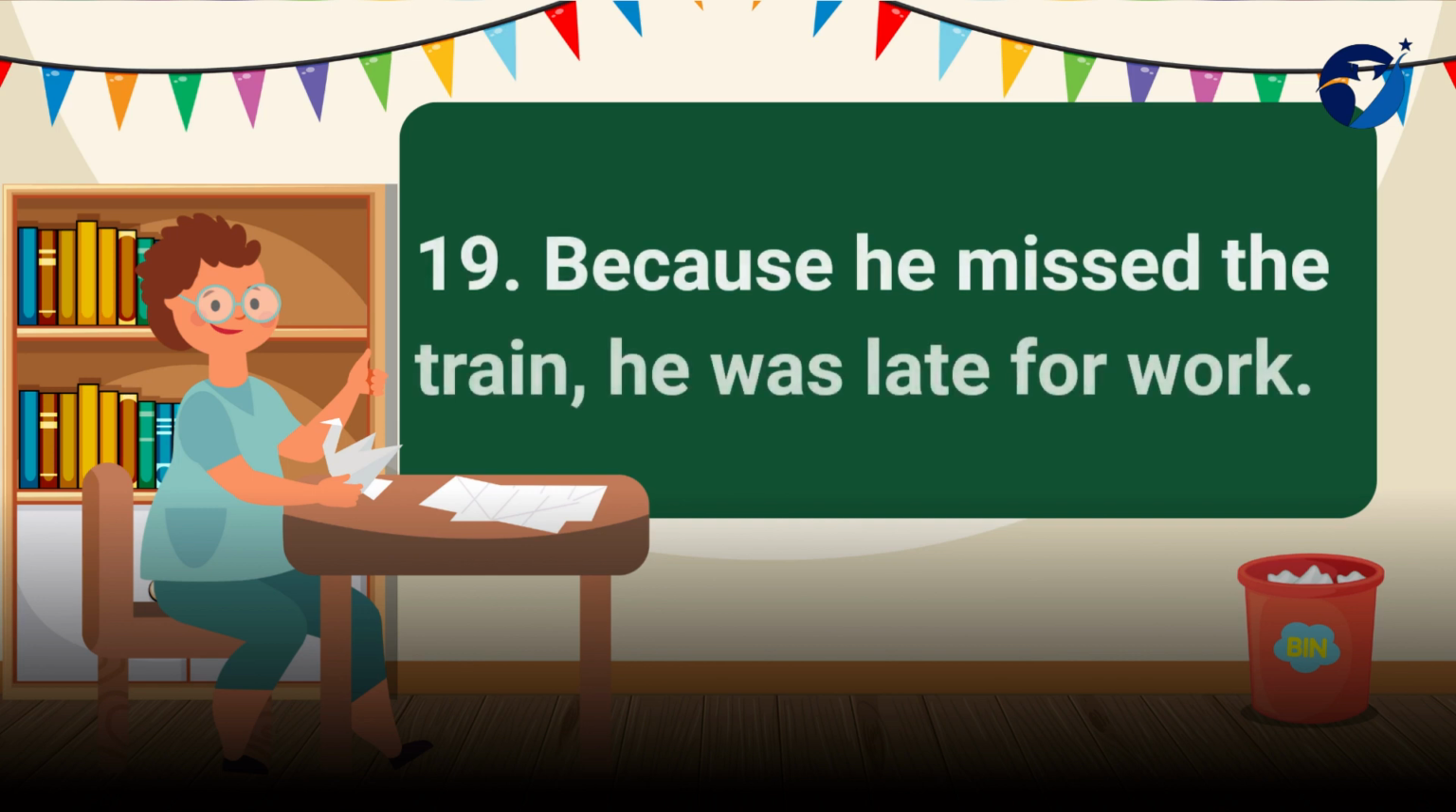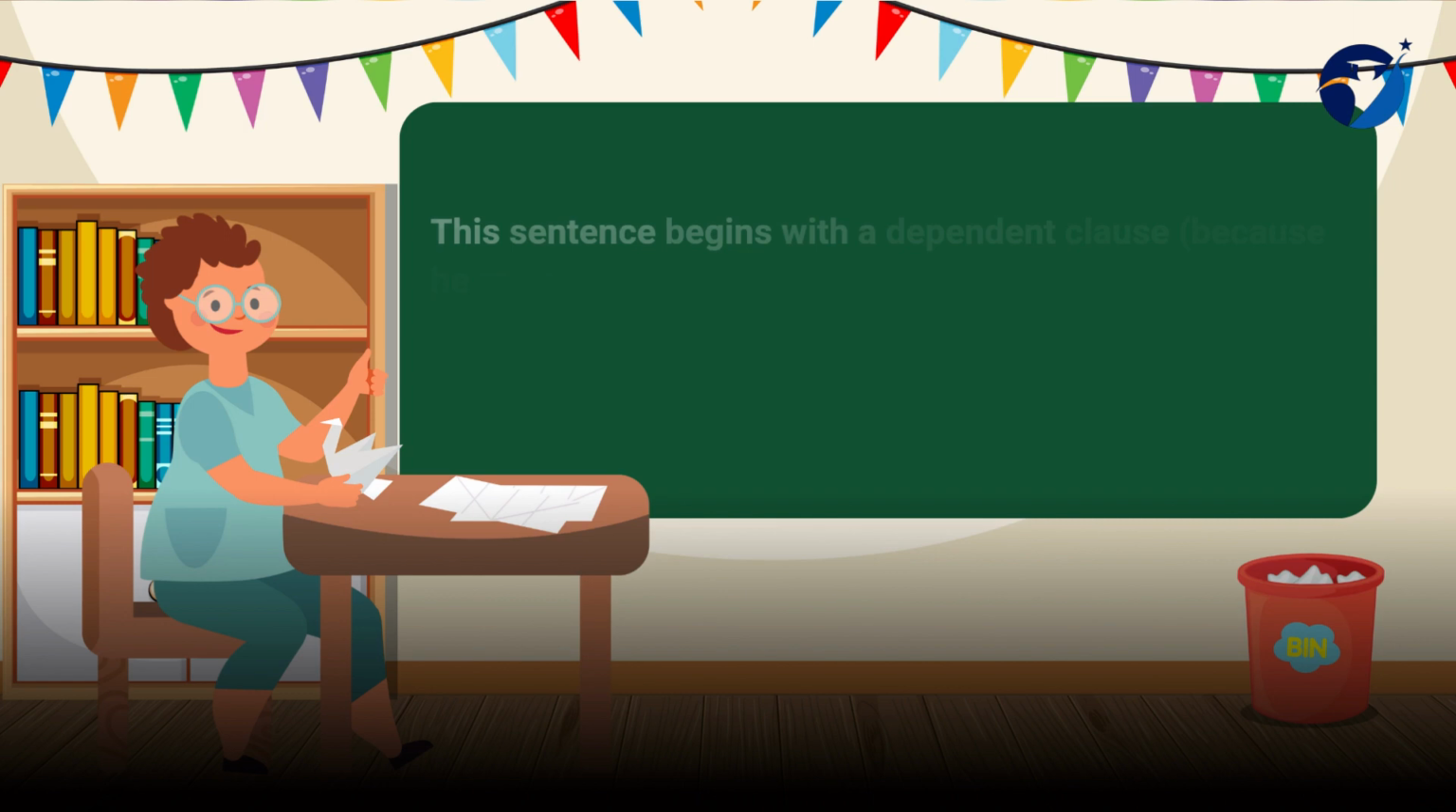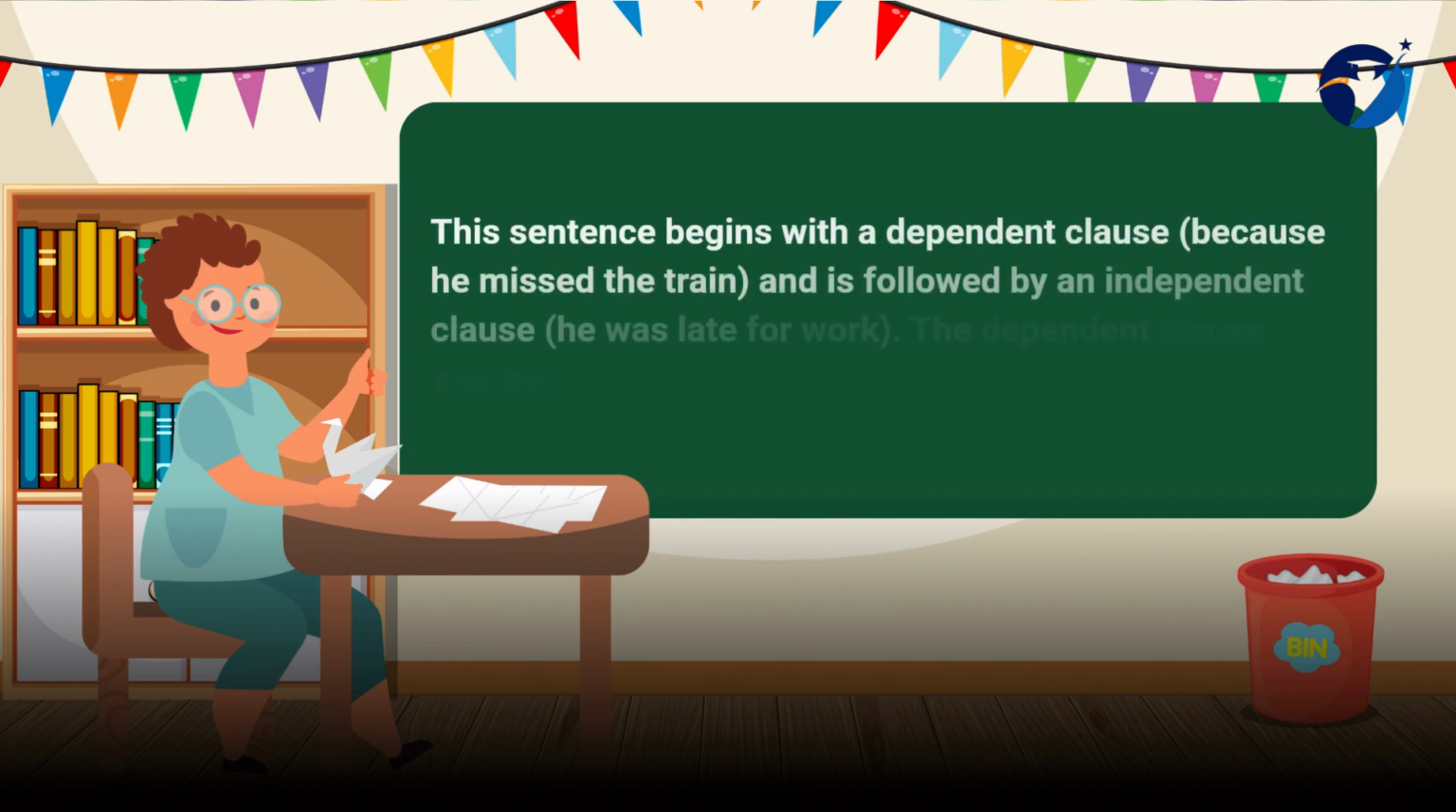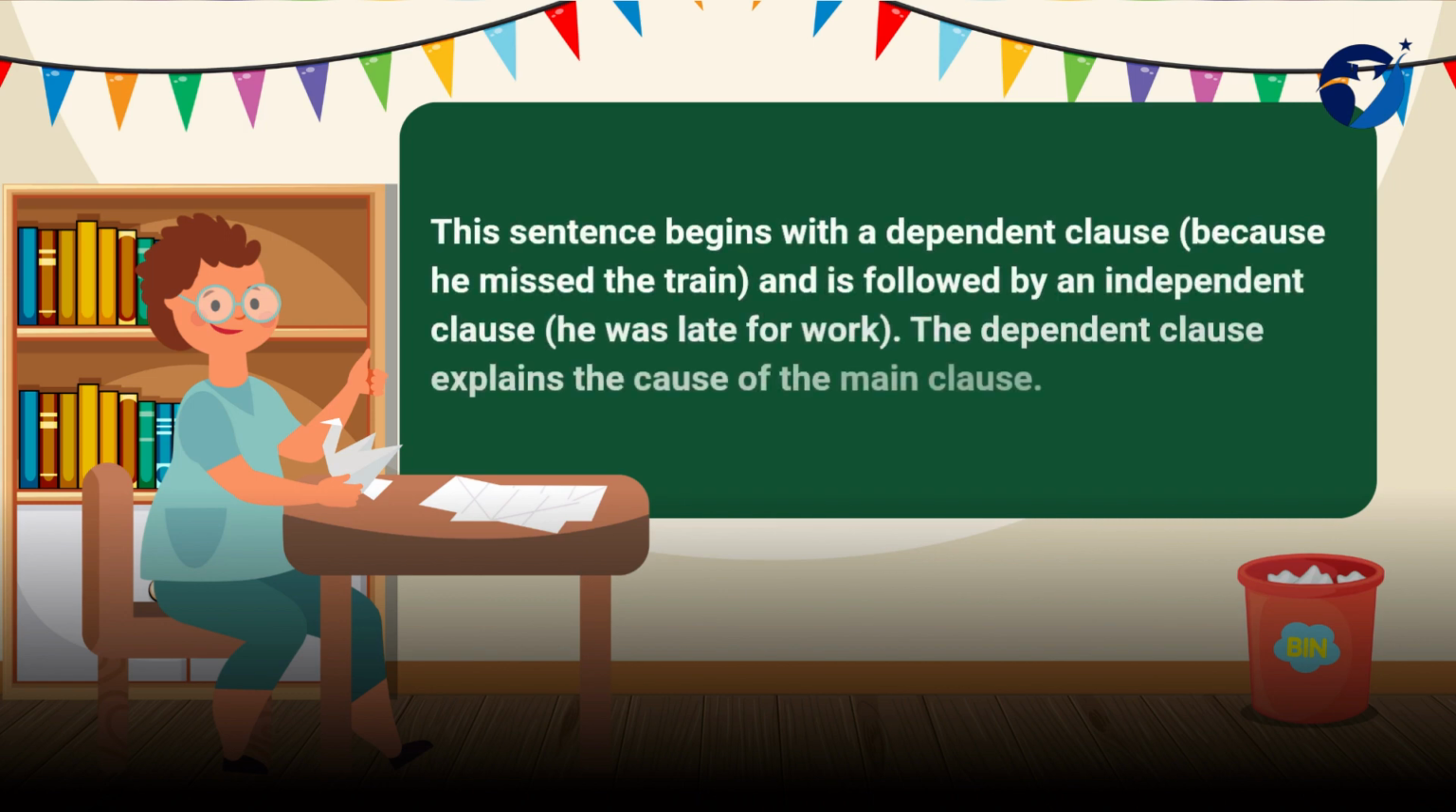19. Because he missed the train, he was late for work. This sentence begins with a dependent clause, because he missed the train, and is followed by an independent clause, he was late for work. The dependent clause explains the cause of the main clause.